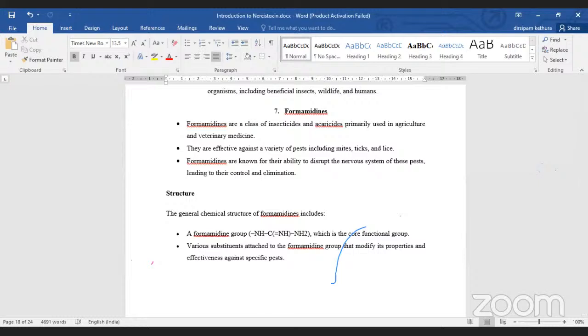Ma'am, excuse me, ma'am. Could you please elaborate on the PBO as a synergist mechanism? PBO, piperonyl butoxide. Yeah, could you please elaborate the mechanism as a synergist? How exactly is it an antagonist, right? Hello? Yes, ma'am.